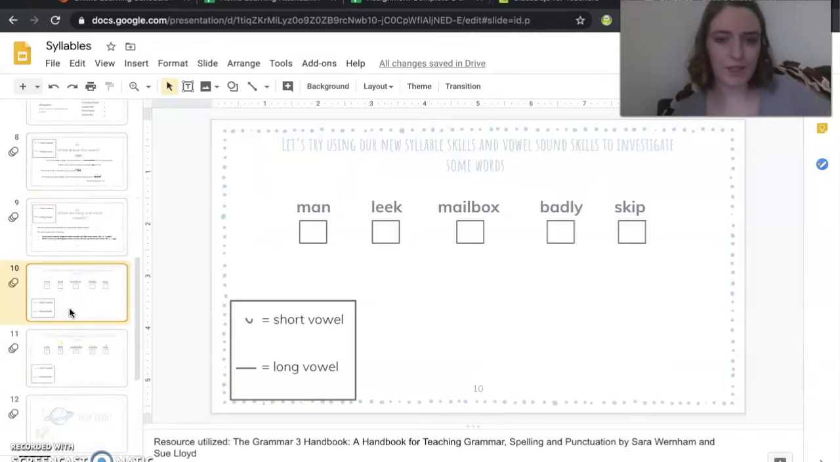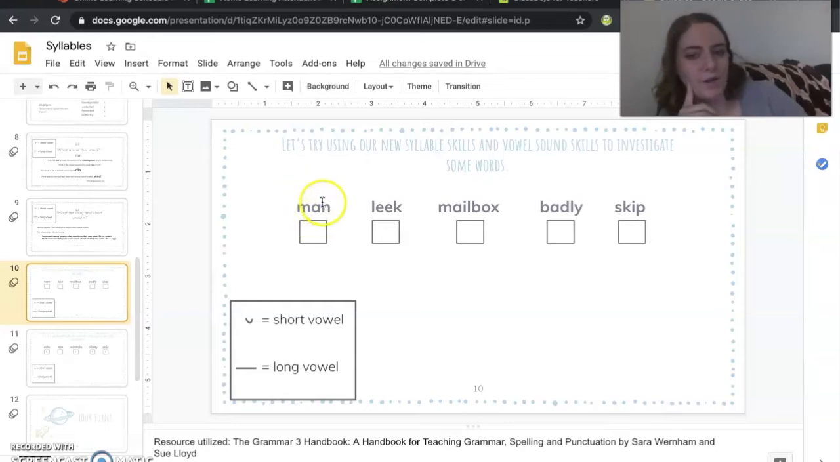So let's take a look at these words here and let's investigate them. So we're going to talk about how many syllables they have, and we're also going to talk about their vowel sounds. So let's start with the vowel sounds since that's what we learned yesterday. So put your hand on your chin and say man. Only one syllable, but I really want to think first about what vowel is in there. So what vowel do you see? I see the letter A. That's the only vowel I see there.